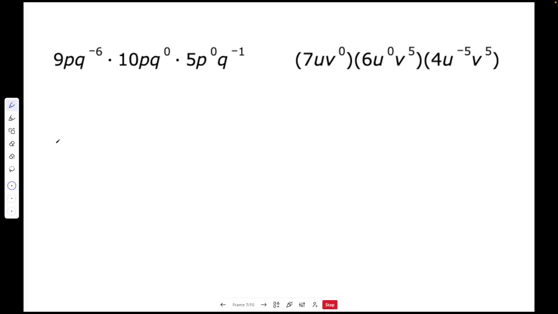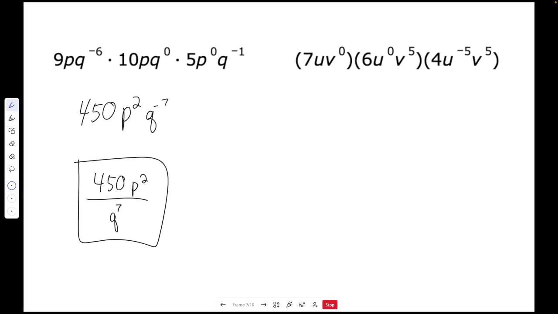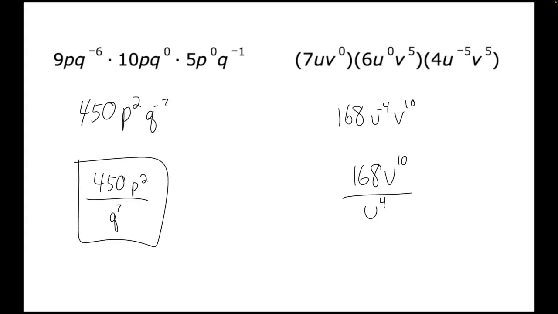Okay, now that you've had time to work these problems, let's check your solutions. Okay, for the first problem, you should have gotten 450p squared divided by q to the 7th power. And for the second problem, you should have gotten 168 v to the 10th, divided by u to the 4th power.